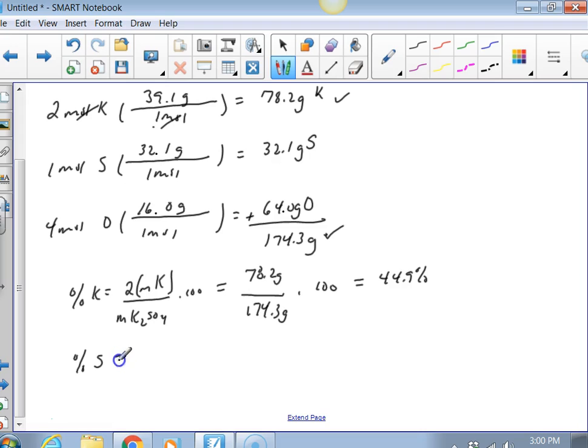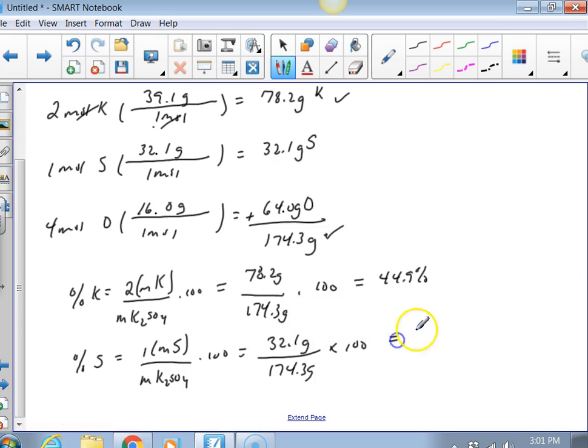Percentage sulfur is going to be 1 times the mass of sulfur, because the formula only has 1 sulfur in it, divided by the mass of K2SO4 times 100. So that's going to be 32.1 grams for sulfur divided by 174.3 grams for the entire thing times 100. So 32.1 divided by 174.3, that comes to 55.9, might as well say 56%.